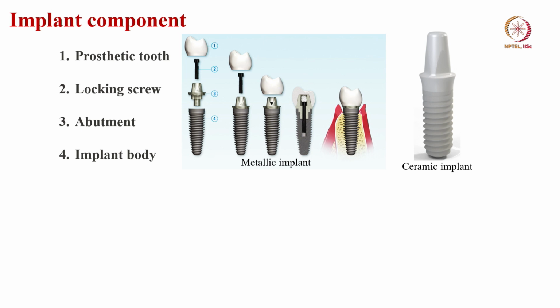So, you can see that the apical part is very much conical shaped. And what are the implant components? The top part is a prosthetic tooth. This is also called a crown, but in dental implantology people often use the word prosthesis.